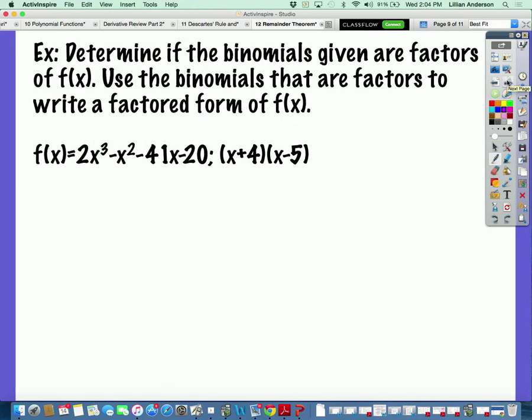So determine if the binomials given are factors of f of x. Use the binomials that are factors to write the factored form of f of x. So we're going to factor this cubic. I can't do it by grouping. I need to test these factors that are given to me. So, in this particular case, yes, you are going to have to do synthetic division here, because I have multiple ones to test. And the thing is, I'm trying to get the most factored form, okay? And so I have to break down this polynomial. So we're going to test -4. What are my coefficients?